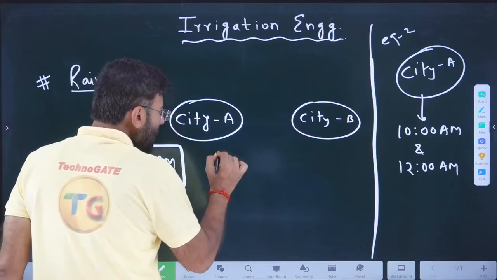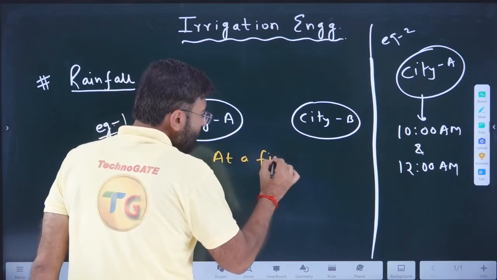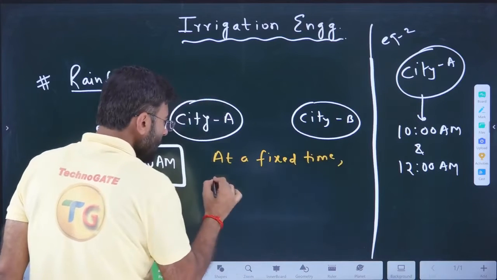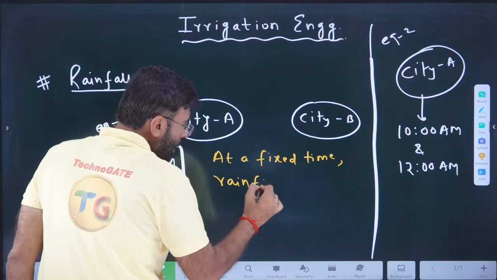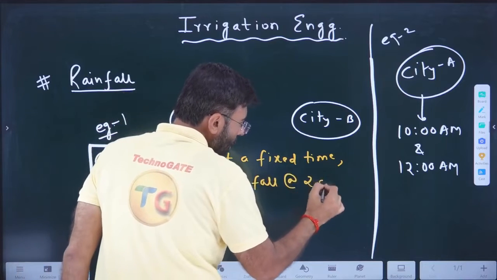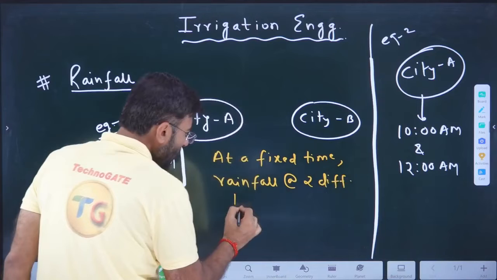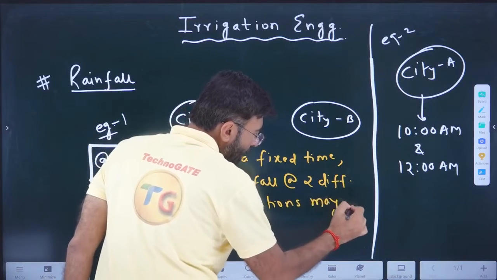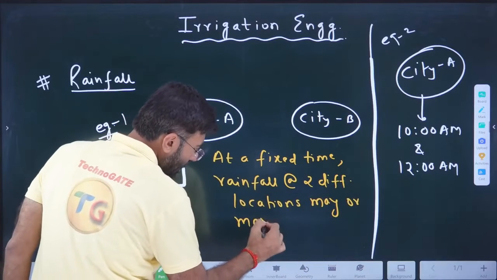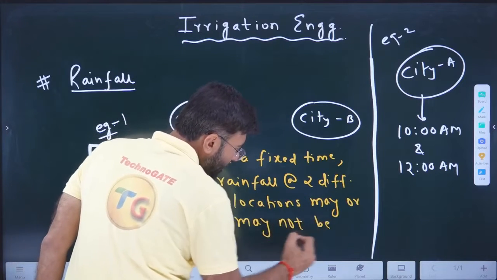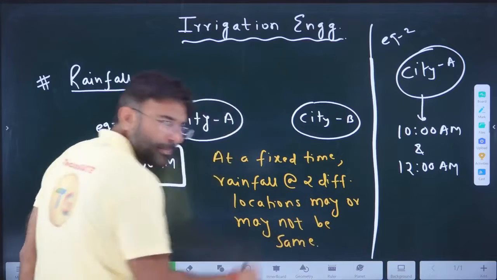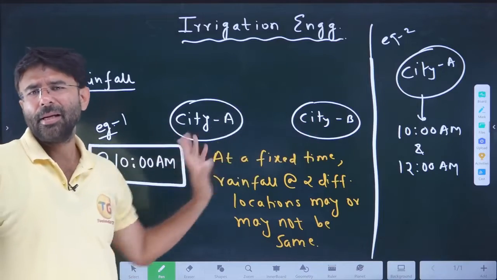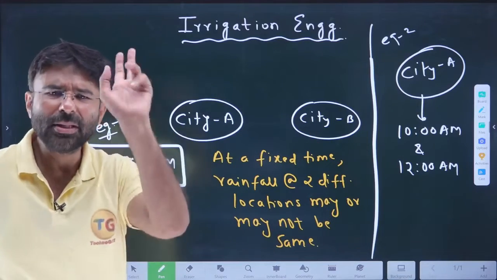The conclusion can be at a fixed time. At a fixed time, rainfall at two different locations may or may not be same. Very clear. Time is fixed, locations were different. At a fixed time, rainfall at two different locations may or may not be same.